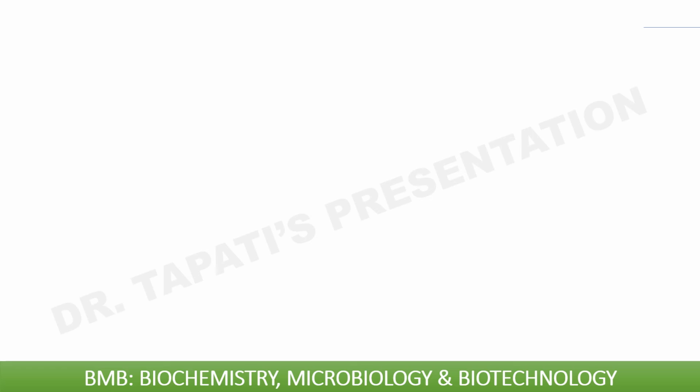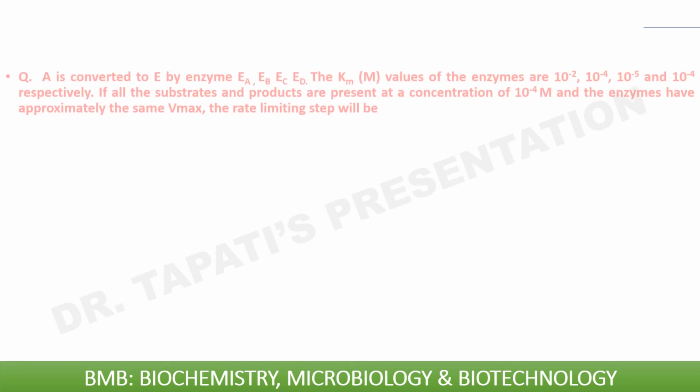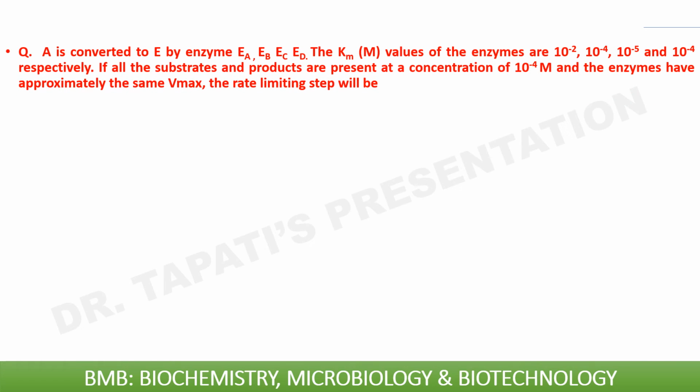Let's solve a few mathematical problems associated with catalytic efficiency. First question: A is converted to E by enzymes EA, EB, EC and ED. The Km values of the enzymes are 10 to the power minus 2, 10 to the power minus 4, 10 to the power minus 5 and 10 to the power minus 4 respectively. If all the substrates and products are present at a concentration of 10 to the power minus 4 molar and the enzymes have approximately the same Vmax value, the rate limiting step will be C to D, or D to E, or A to B, or B to C. You have to determine the rate limiting step.